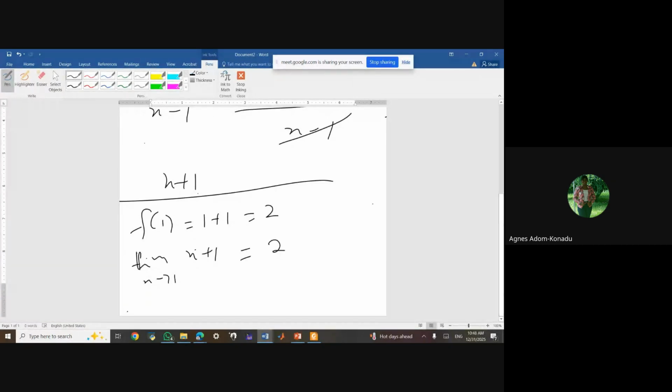So this is I, this is II. The last one says that f of 1 should be equal to the limit as x approaches 1 of f of x. And we can see that both of them are 2. Since they are equal, the function is continuous, and the constant we are looking for is 2.